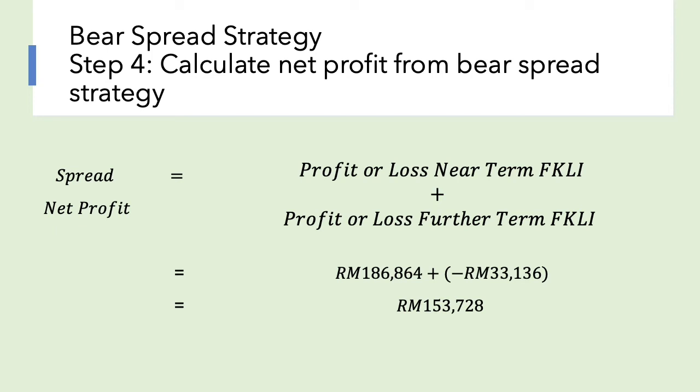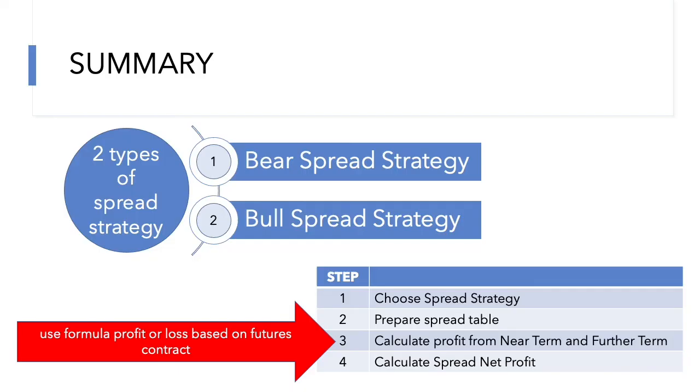So the last step, you need to calculate the net profit from the bear spread strategy. The net profit is the profit or loss from near-term FKLI plus the profit or loss from further-term FKLI. So near-term, you get positive 186,864 ringgit, a positive cash inflow. For further term, you get a loss of 33,136. Loss is cash outflow, so I put it negative. So the total net profit you get is 153,728 ringgit.